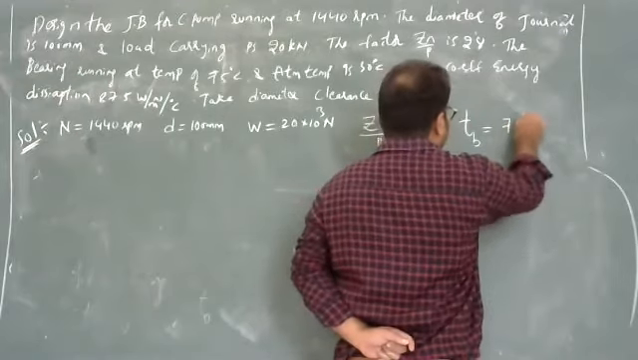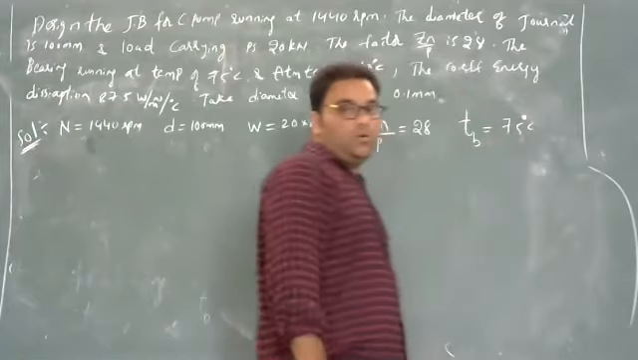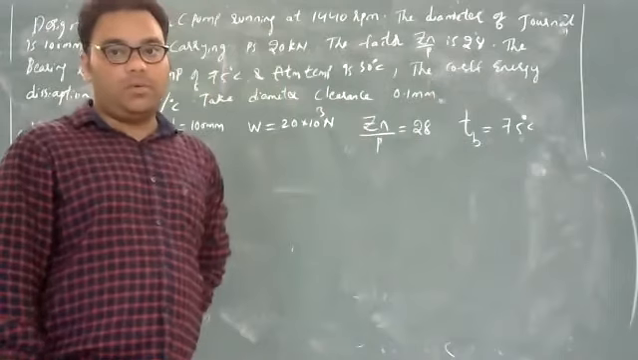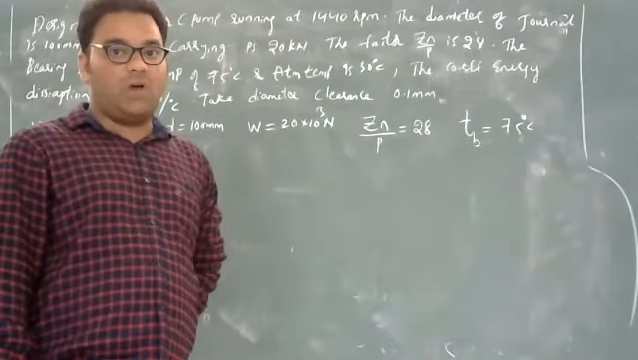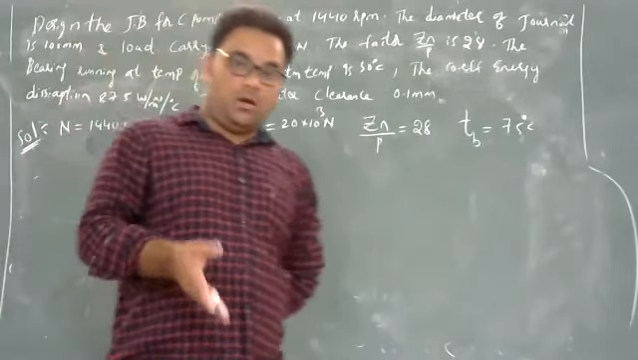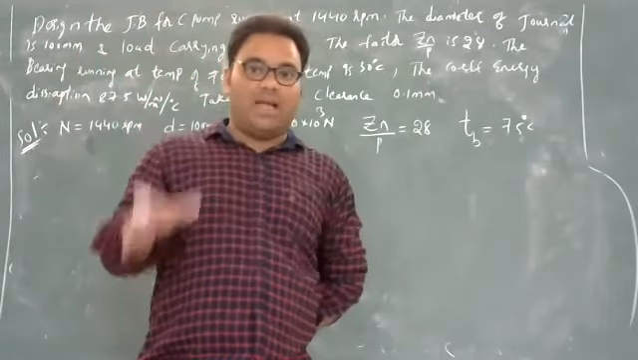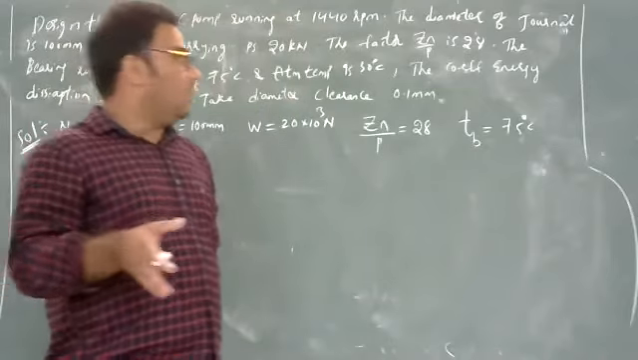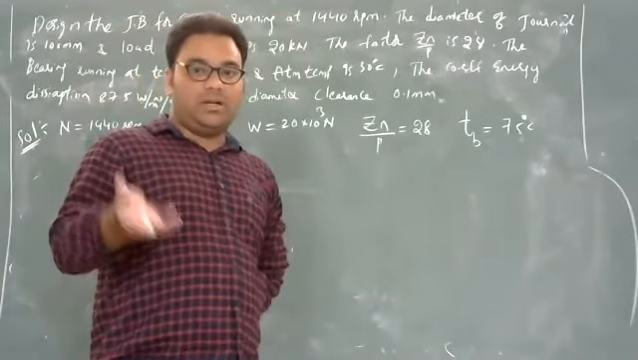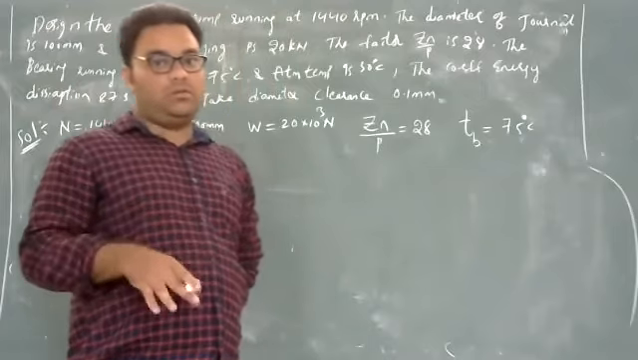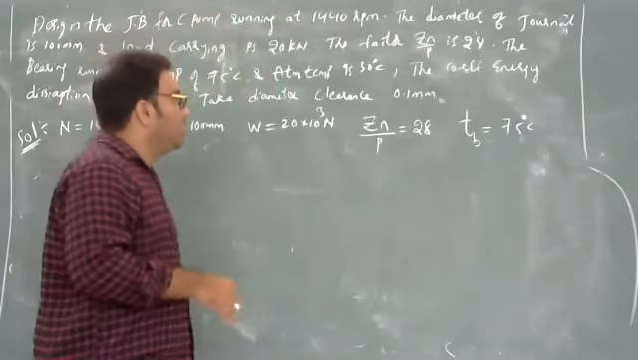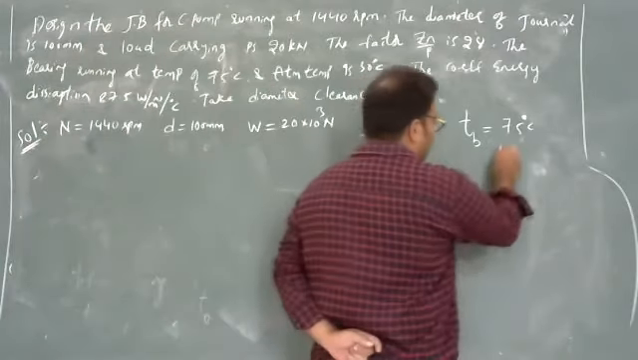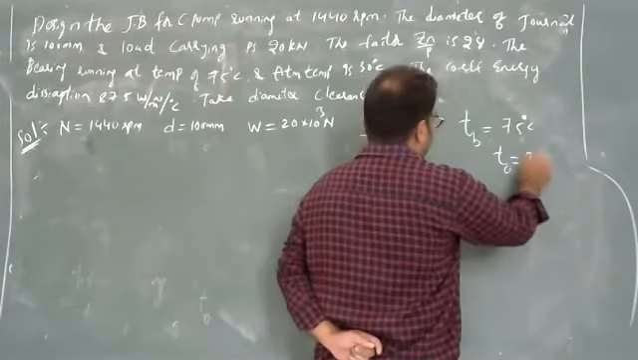Bearing temperature TB is given as 75 degrees. Up to a maximum you can take 90 degrees. If the problem does not mention the bearing temperature, then we have to assume 90 degrees. In between 85 to 90, the maximum values are that much. Beyond that, the oil film will fail, so don't take beyond 90. And the atmospheric temperature we also mentioned, T naught, is 30 degrees.